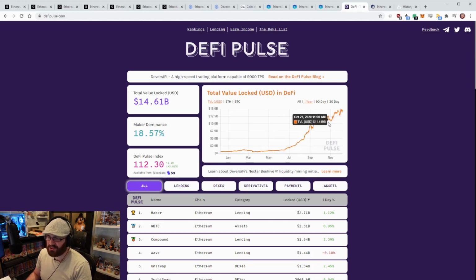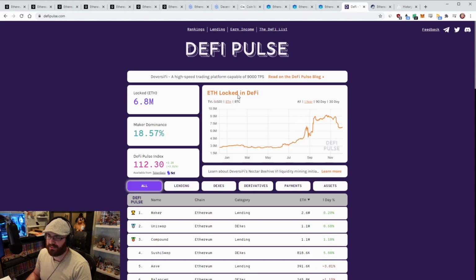During the DeFi bear market, there's not really been any kind of big dumps here in the chart, I guess you could say. So it's been very steady. If we look at ETH locked in DeFi, it's the same pattern here. It's been steady, but then it kind of dumped here. That's definitely because of ETH2 and also because of Uniswap mining ending.